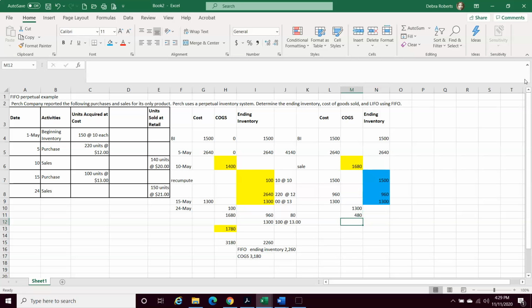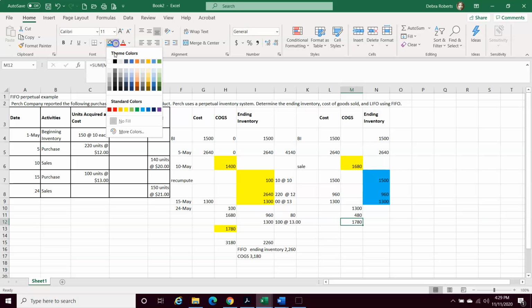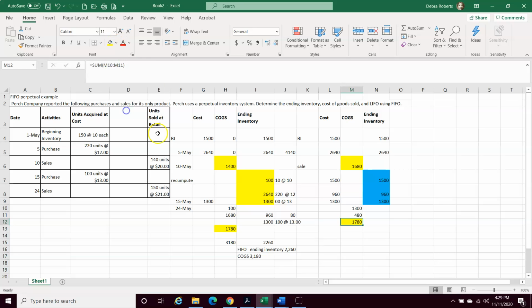Now we have our new cost of goods sold. And I'm going to do a sum total here. So now we know this is what our cost of goods sold is for LIFO. This sale and this total sale. Now, what do we have left? Let's look at our numbers again. What we have left is we have nothing left here because we've used it all. We used 100 units here, and we used 40 of the 80 that was left.